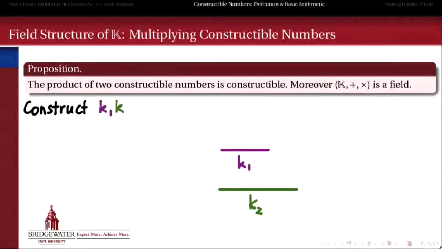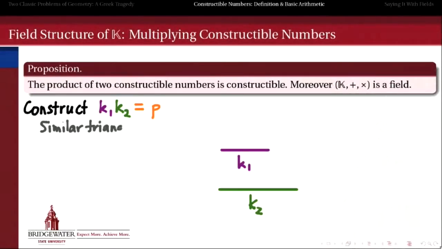Not only can we add and subtract, we can also multiply and we can also divide, but the construction's a little bit more intricate for that. So let's say I have 2 constructible numbers, k1 and k2. How do I construct, using a compass and a straight edge, the product k1 times k2? This construction is very interesting, and it's going to go by pretty quickly, so this is maybe worth watching a second time if you don't catch it the first time.